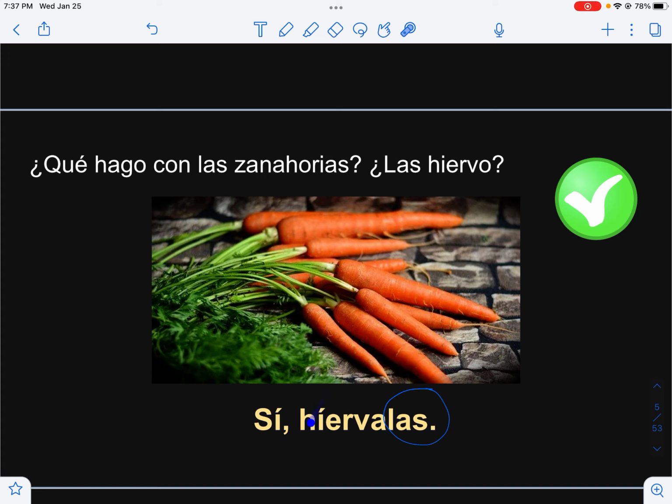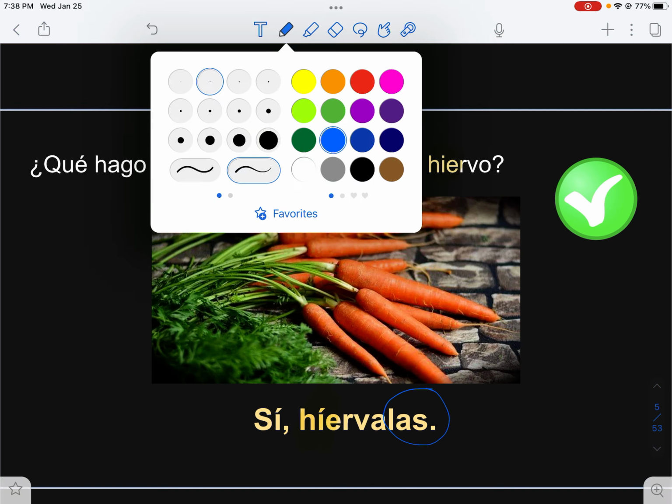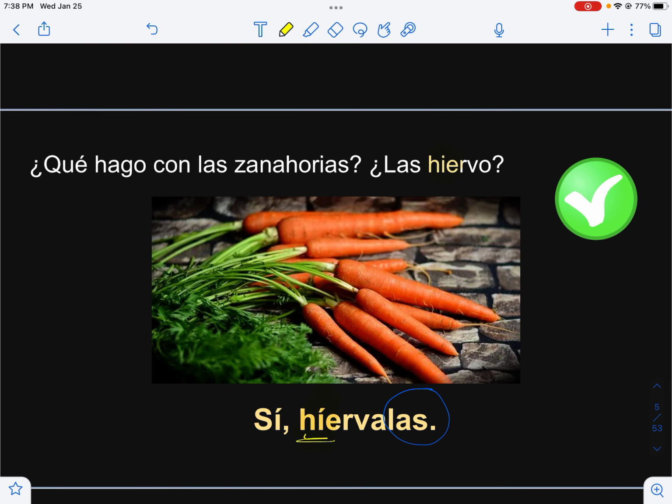Notice we've got our accent right here because we tacked it on to the end, so we had to put our emphasis here. Just like we had hiervo. That was our emphasis. Should I do yellow instead? Hiervo, our emphasis here. We need to keep it there, so we put an accent here, still on hiervo. Yeah. Okay, moving on.